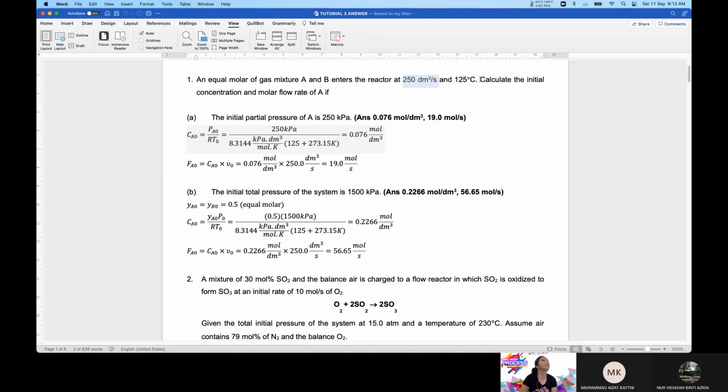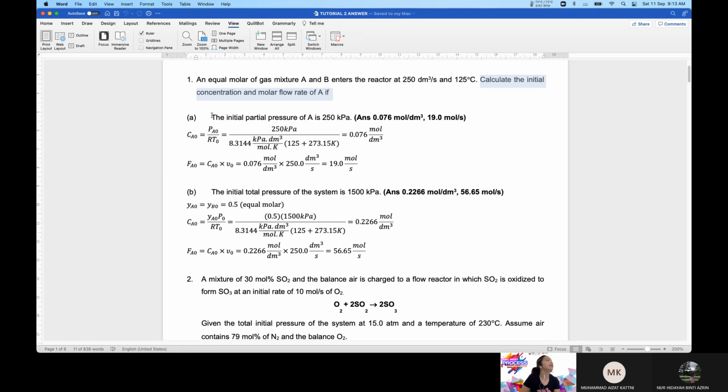Okay, so the question says calculate initial concentration and molar flow rate of A. So apa yang soalan nak? Initial concentration of A. So you remember, right? Concentration is C, right? So CA naught sebab initial concentration of A, CA naught, dan juga dia nak FA naught. Initial molar flow rate of A. So nak CA naught, nak FA naught. Okay. So go to part A.